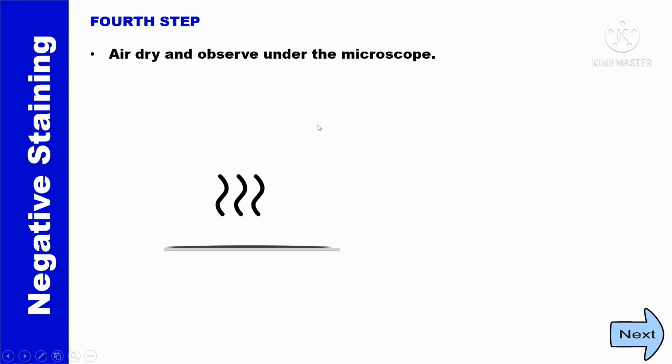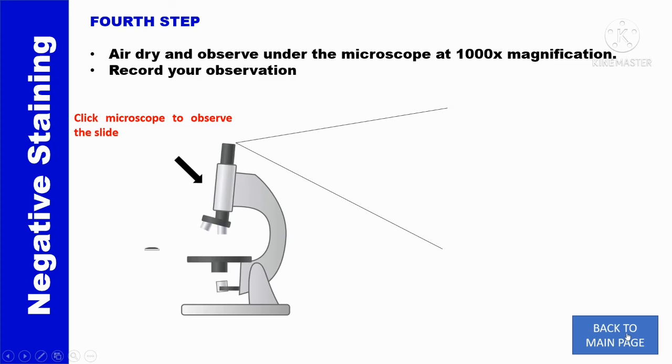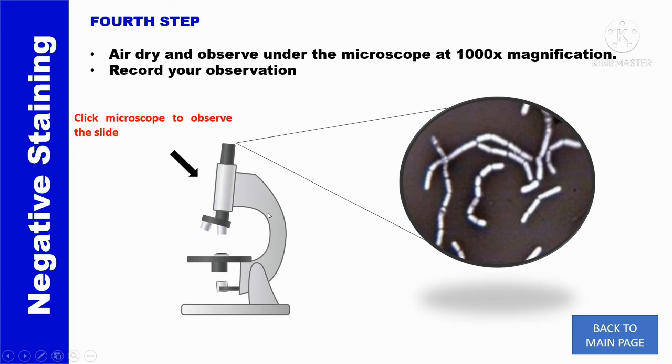So the fourth step is to air dry and observe under the microscope at 1000x magnification, and we have to see the observation after the last step. Okay, this is the image that we get from the 1000x magnification.